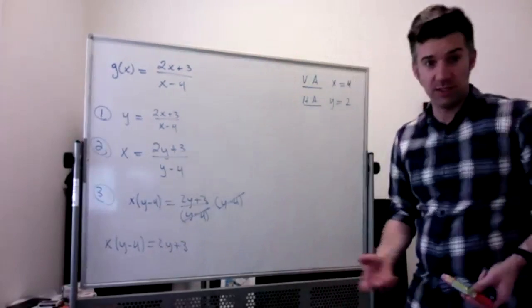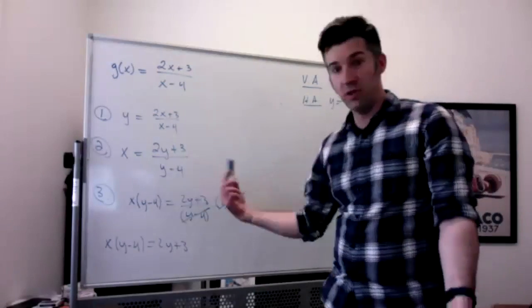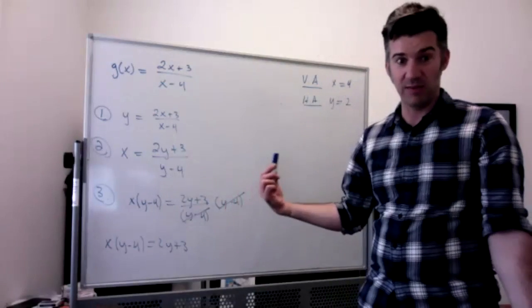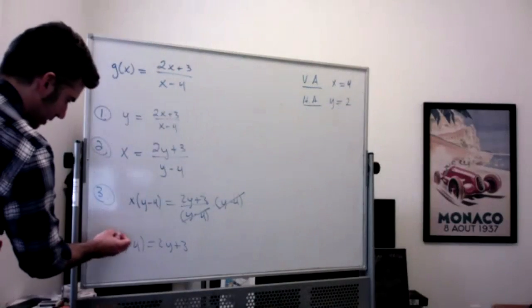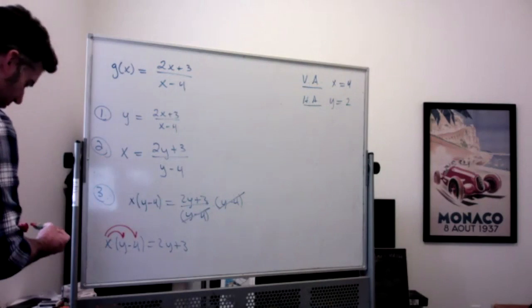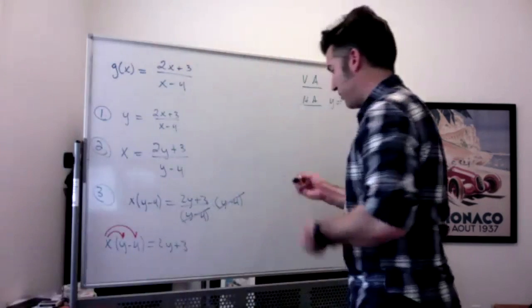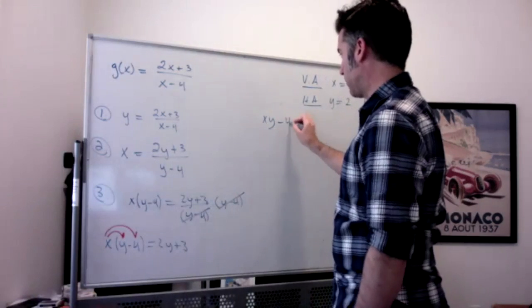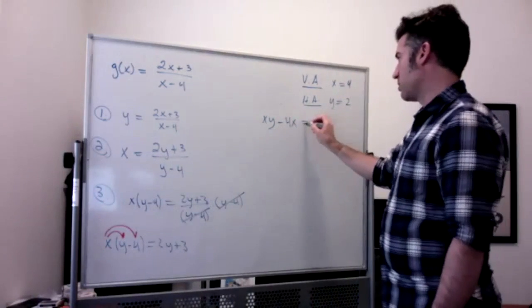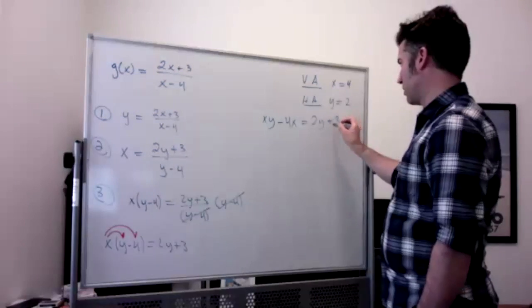Here's what we really have to do instead. When you have multiple y's, you have to get them all to one side. And to be able to do that, we have to distribute the x here. So I have to multiply x times y and x times -4. So I end up with xy minus 4x equal to 2y plus 3.